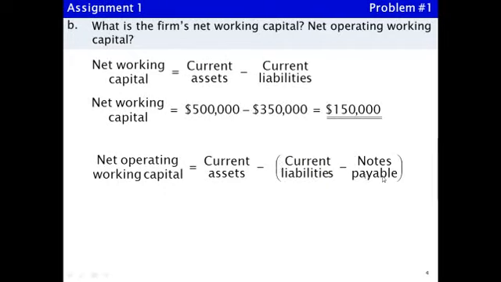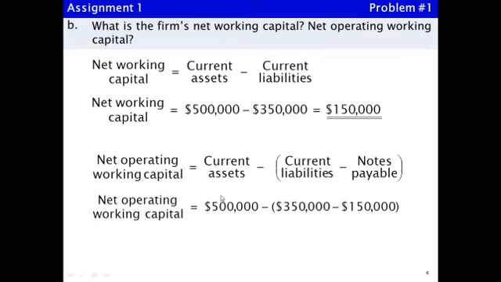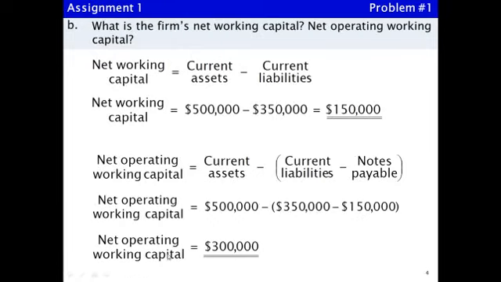But notes payable is a decision to go to the bank and take out a loan. It doesn't arise naturally or spontaneously, if you will, from the operating decision, operating activities. So we subtract it from the current liabilities. So now our net operating working capital, again, current assets is $500,000. From the total of current liabilities, we subtract the notes payable of $150,000, and we're given a net operating working capital of $300,000.